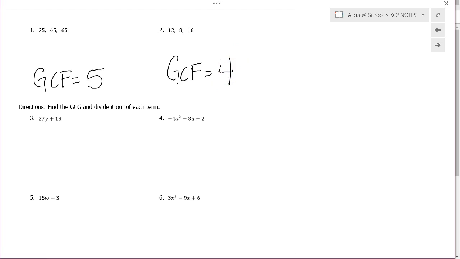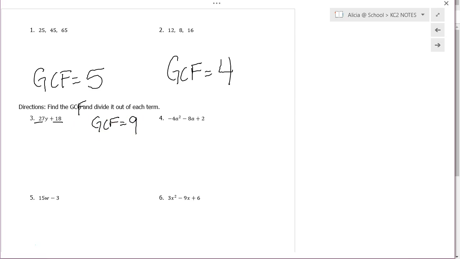So find the GCF, and divide it out of each term. So the first thing is, if I look at the GCF, I'm looking only at those coefficients right now, because the other term does not have a y. So if I see a 27 and I see an 18, what's the biggest number that can divide both of those? If I see 18, I think of 3 or 9. 9 can divide both of them, and that's actually the biggest number that can divide them. So our GCF for this is a 9.